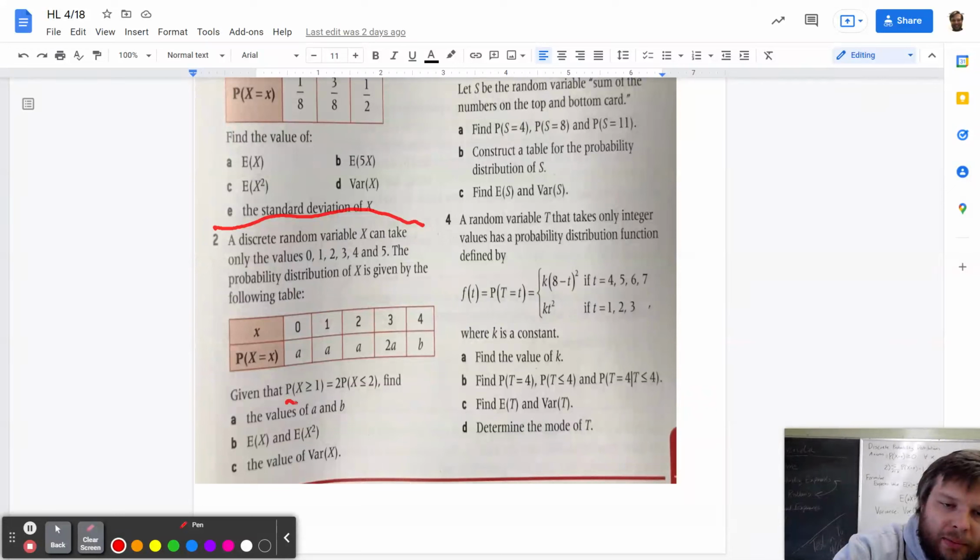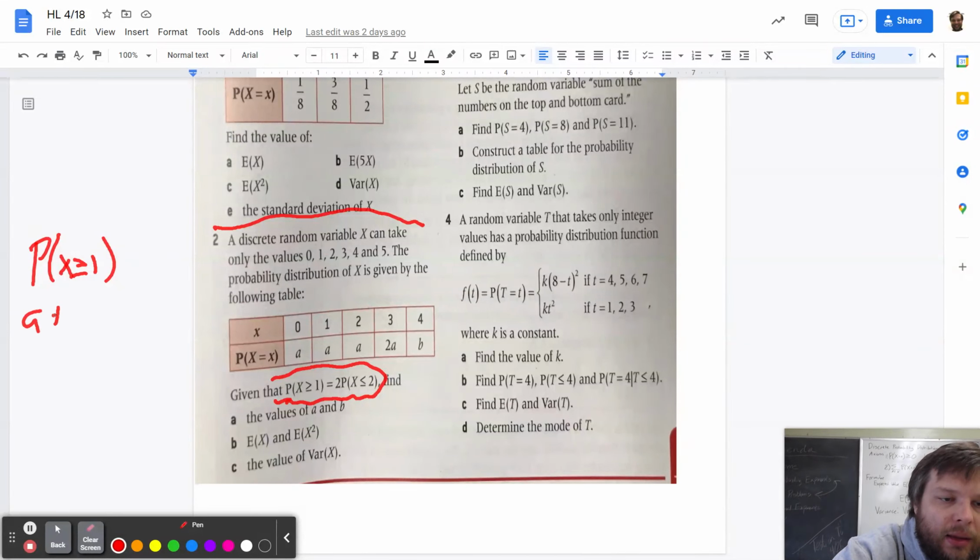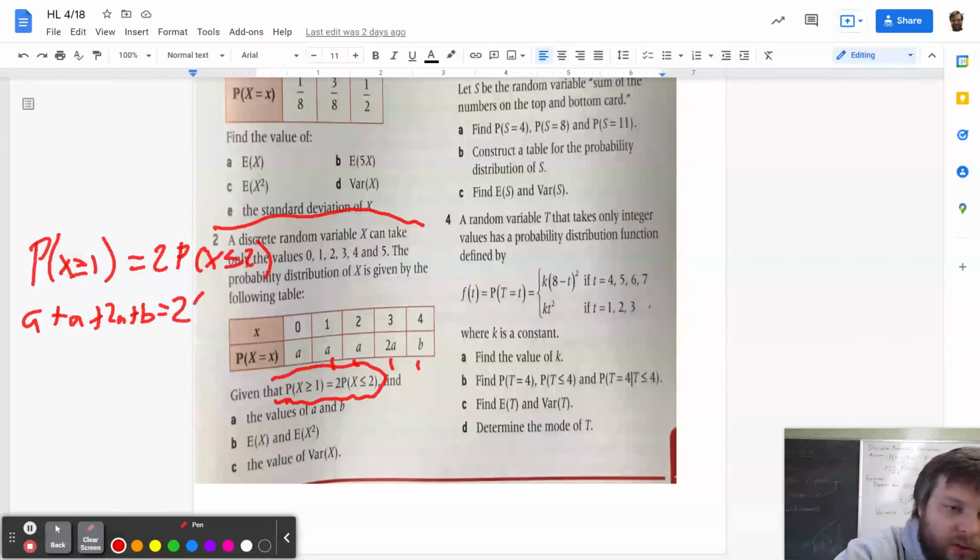We are given that the probability that x is greater than 1 equals 2 times the probability that x is less than or equal to 2. So what that means is when we look at the probability of x being greater than or equal to 1, that's going to be a plus 2a plus b, because I'm adding up the probabilities that are at 1 or greater. Then 2 times the probability that x is less than or equal to 2 is going to look like this. 2 times the x less than or equal to 2 would be a plus a plus a.